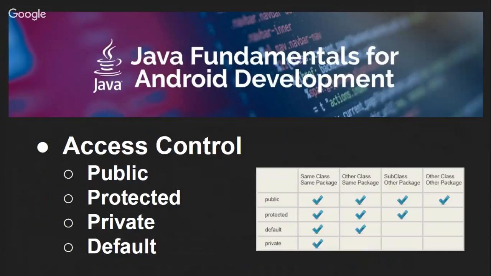Protected is shared between the same package classes, other classes in the same package, and subclasses in other packages. The default, or when we don't write anything, is usually named friendly. It is shared between the same class in the same package and other classes in the same package. And there is the private access control keyword that is only in the same class.